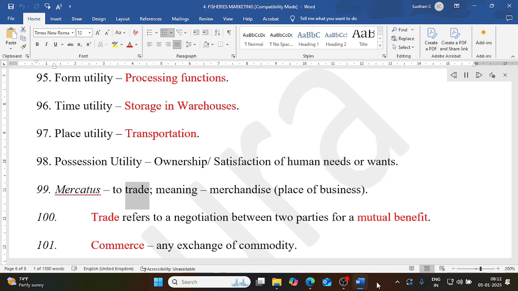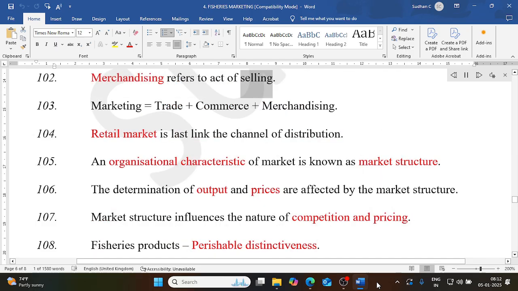Mercatus, to trade, meaning merchandise, place of business. Trade refers to a negotiation between 2 parties for a mutual benefit. Commerce, any exchange of commodity. Merchandising refers to the act of selling. Marketing equals trade plus commerce plus merchandising. Retail market is the last link in the channel of distribution.